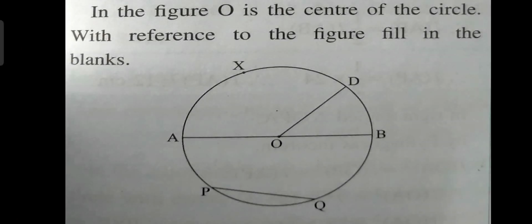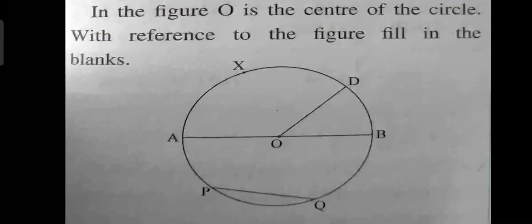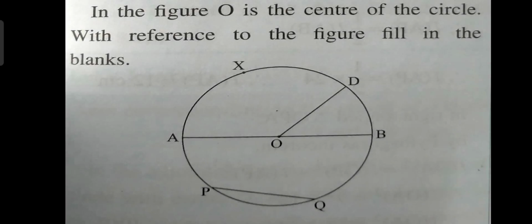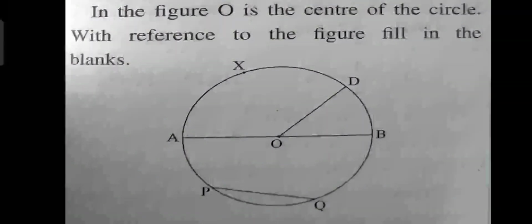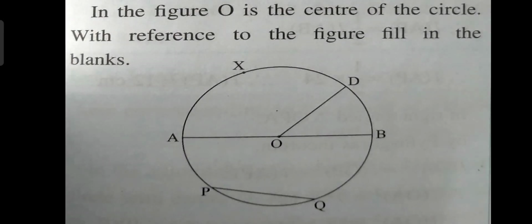We know that O is the center. So OD, OB, OA are what? They are the radii. Now AB, which is passing through the center, is known as what, students? Yes, that is known as the diameter. And PQ. PQ is a line segment that is touching the two sides of the circle. So what is that? PQ is a chord.